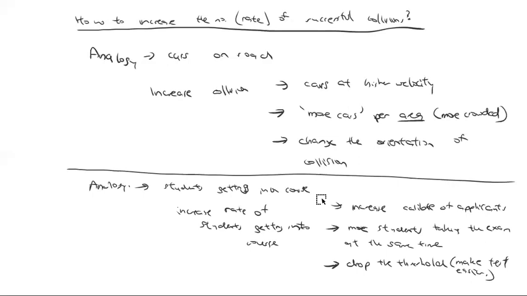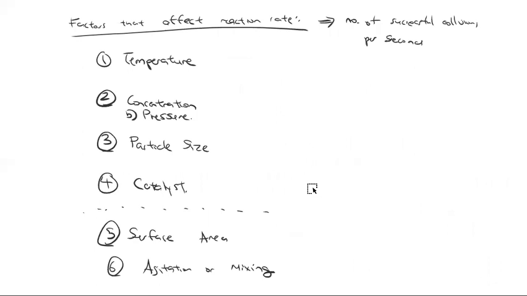Just like getting a student to be more likely to be successful in getting into the course, or getting cars more likely to crash into each other, these are all analogies to get at how molecules could more successfully collide with each other and therefore react. Does that make sense? Now, for homework, I want you to think about, for each one I've listed here, why and how, in detail, they affect reaction rate, and we will need to go into that.